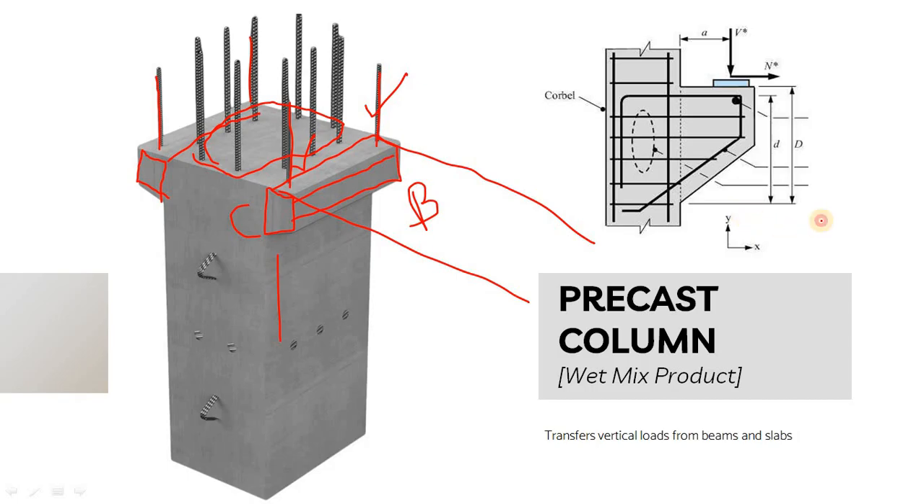In this figure you can see this is my column, and here is the corbel, and you can see the steel of the corbel passes through the column like this, and then it is connected to the column main reinforcement, so that here the precast beam, or in case of slab, the slab will be rested. If we talk about the load transfer, the column will transfer vertical load from the beam and the slabs.